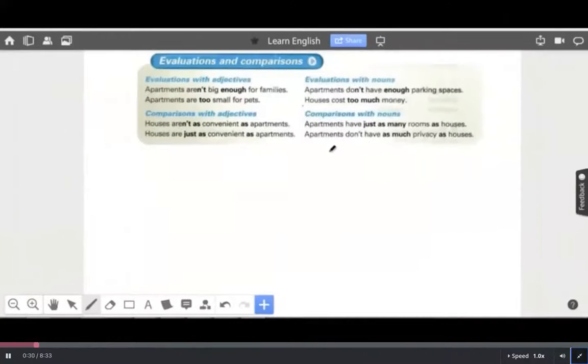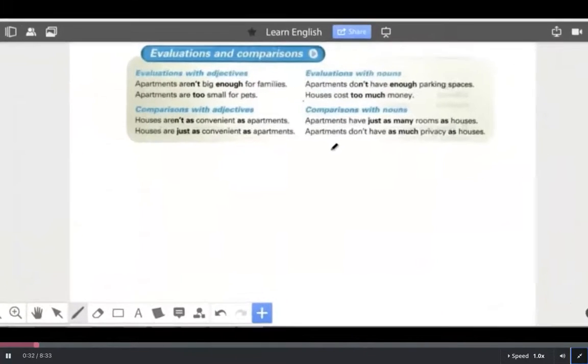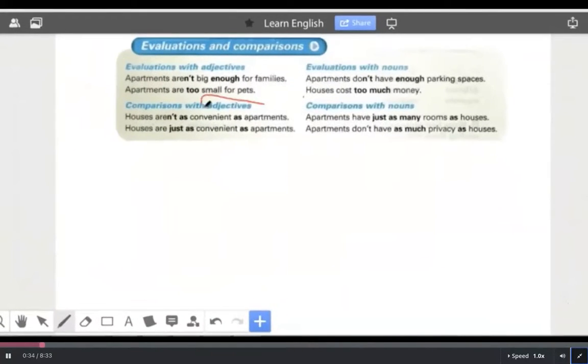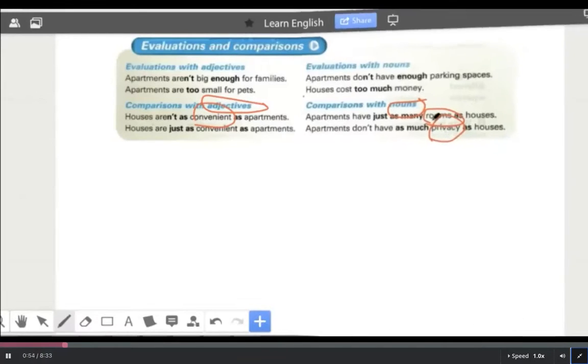In this class, we're going to learn how to make comparisons with adjectives, and we're also going to learn how to make comparisons with nouns. And what do I mean by adjectives? Well, if we look at the adjective convenient. And what do I mean by nouns? Well, if we look at the noun rooms or privacy, that's what I mean by adjectives and nouns.